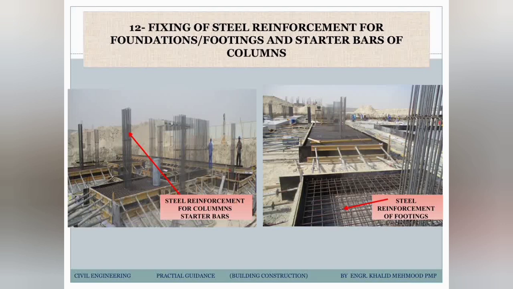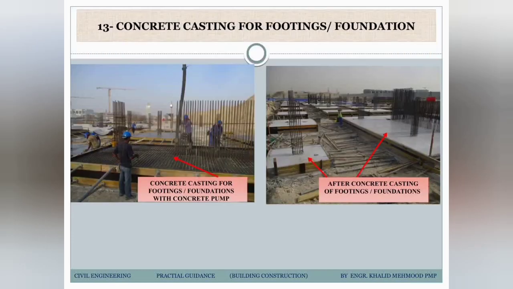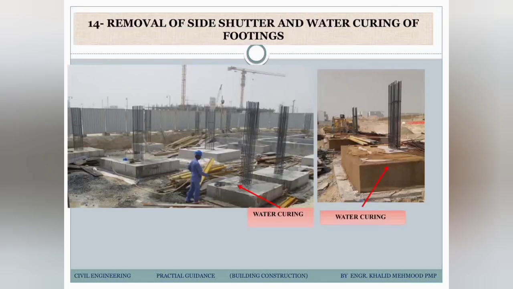Then we'll fix the steel reinforcement for the foundations, the individual footings, and the starter bars. So foundations are ready, steel is ready, the starter bar is ready. So we are ready to cast the concrete. You can see here we are doing the concrete for the foundations. On the left side we are doing the concrete, and on the right side you see we've done the concrete. So we have done the concrete for our foundations.